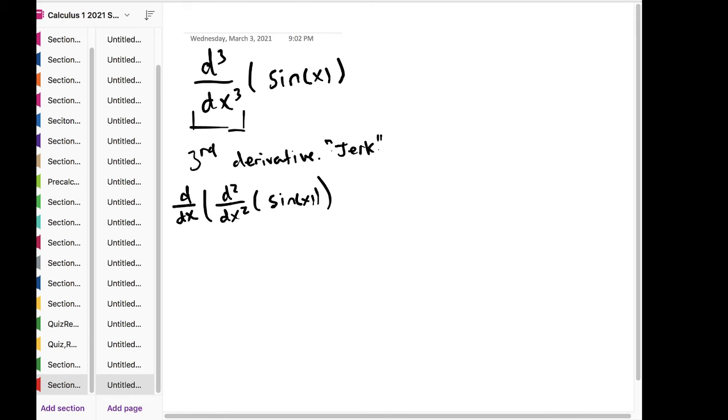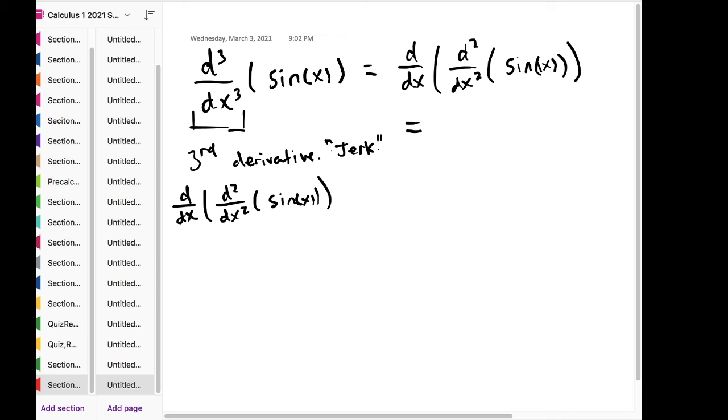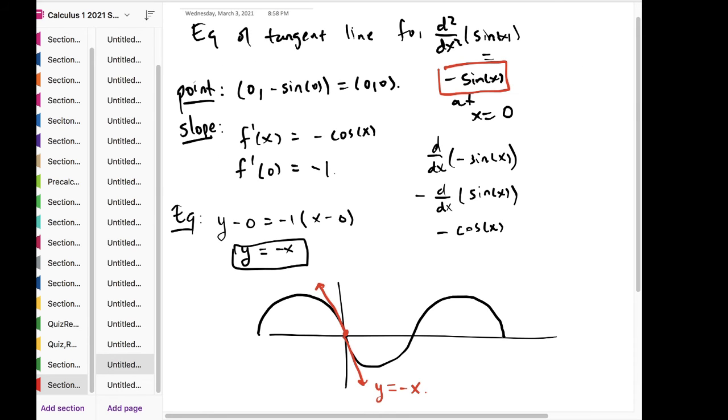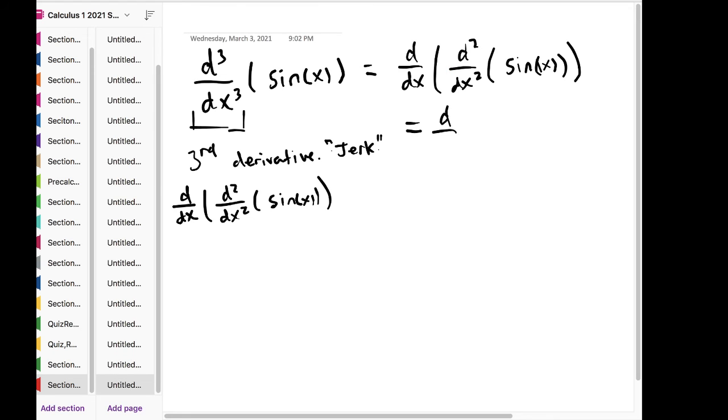So, okay, let's think about that. What is the third derivative of sine? Based on our definition of the higher derivatives, you just take the derivative of the one before. So our second derivative for sine was negative sine. So the derivative after that is just negative cosine. Remember, this is using the constant rule by taking this out.